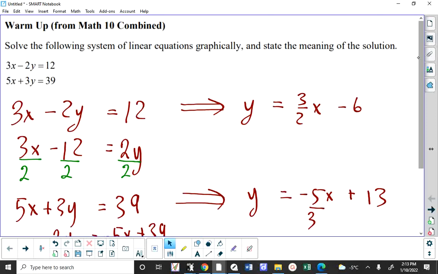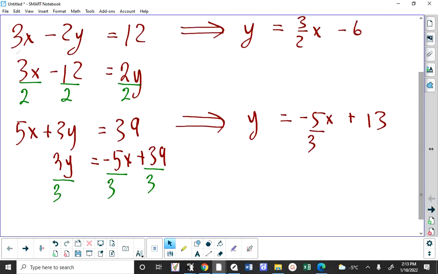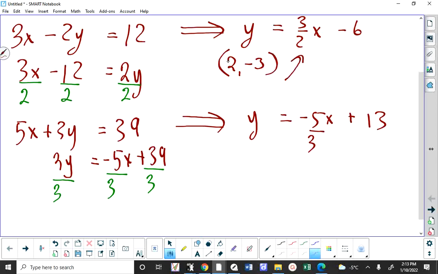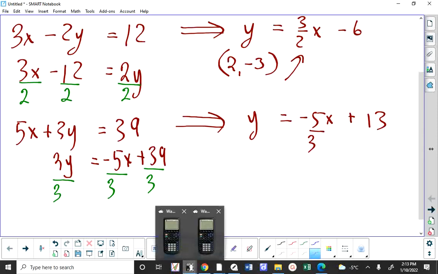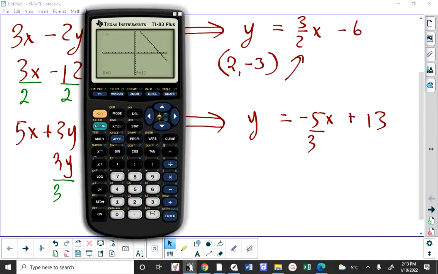So, for example, didn't I say 2 comma negative 3 was a solution to this equation? Is it a solution to this equation? Well, it would be if it's a point on the line, wouldn't it? And to see if it's a point on the line, I could go to my calculator and go trace 2. No, not even close.